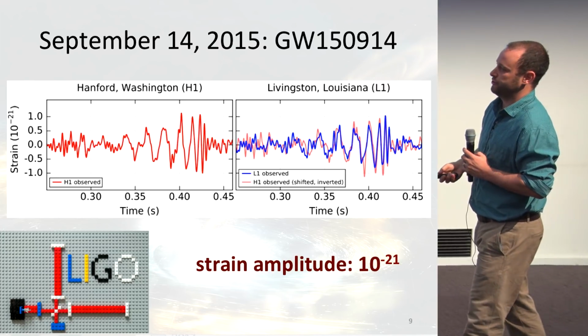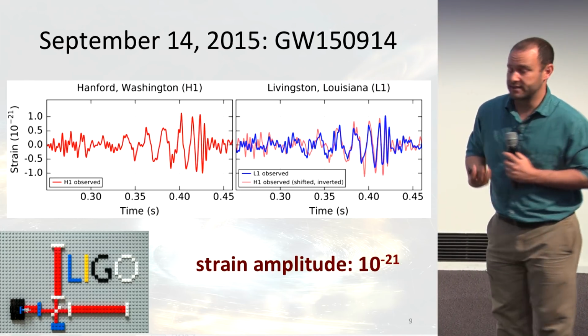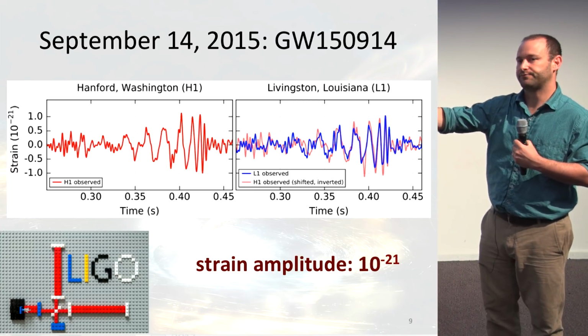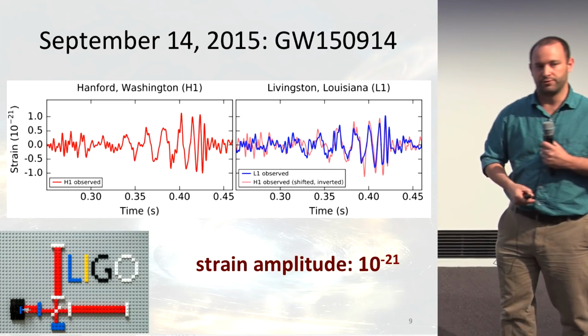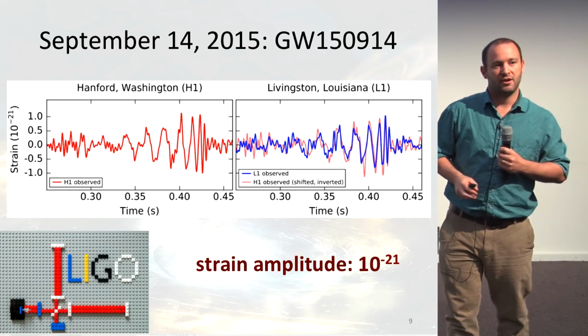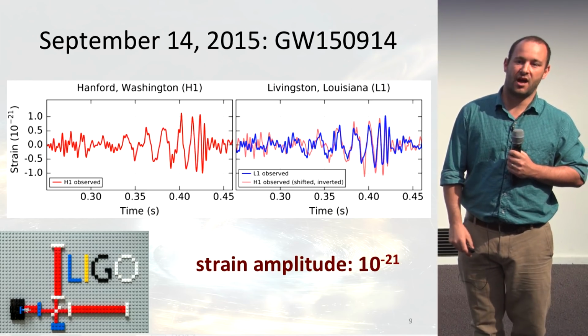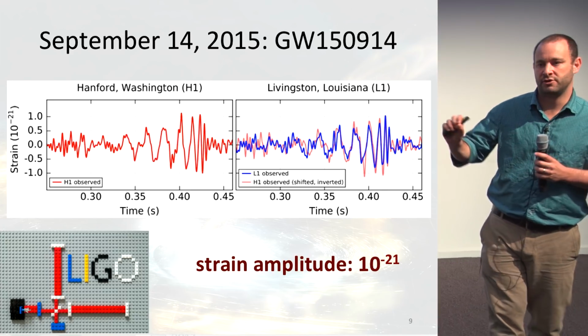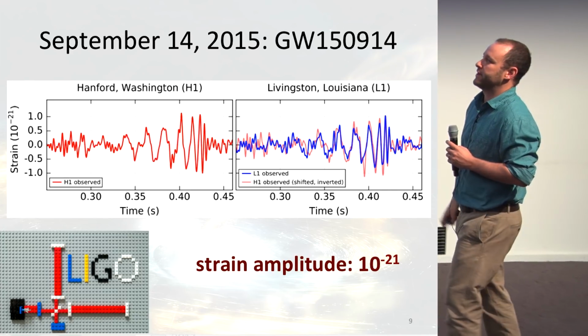Absolutely huge. Put this another way, the 4-kilometre arms of LIGO, when the gravitational wave passed through, the length of that 4-kilometre arm changed by 1/1000th the size of the nucleus of an atom. Absolutely minuscule change, and that's what we measured.